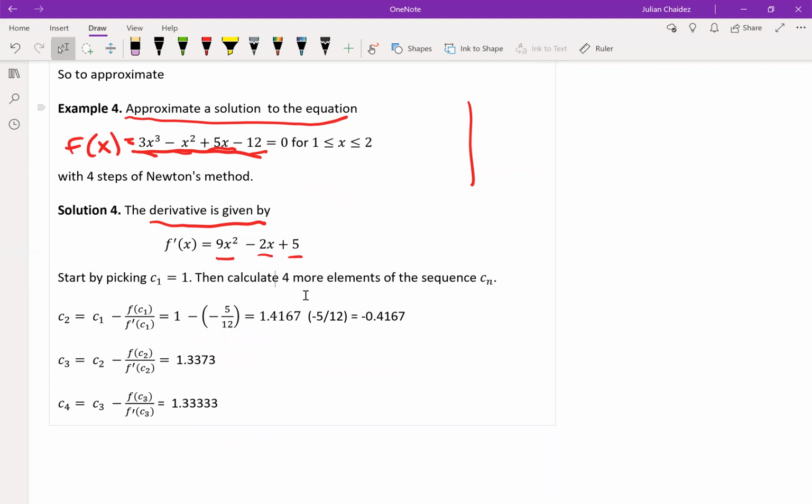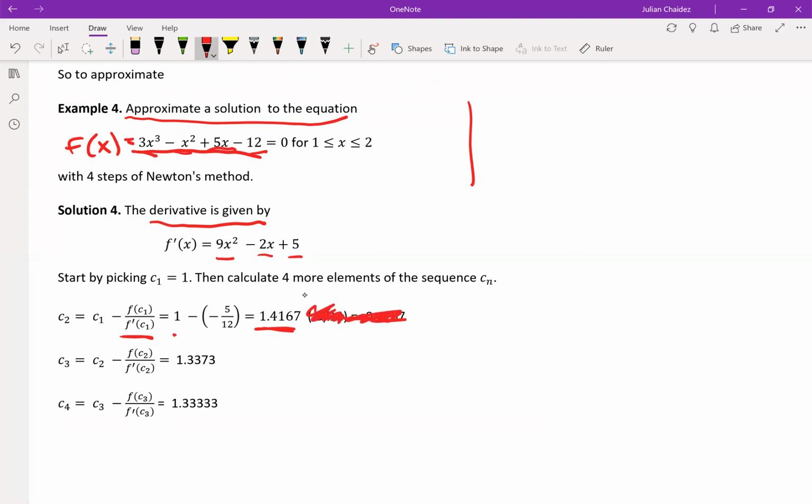If I compute those numbers, C1 is 1, and f prime of 1 is 12, and f of 1 ends up being -5. If I plug f of 1 and f prime of 1 into this formula, I get 1 minus -5/12, which ends up being this. And I scribbled it out.